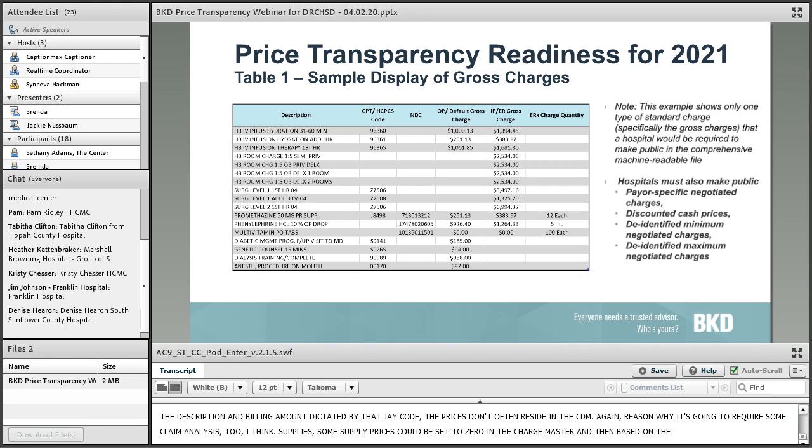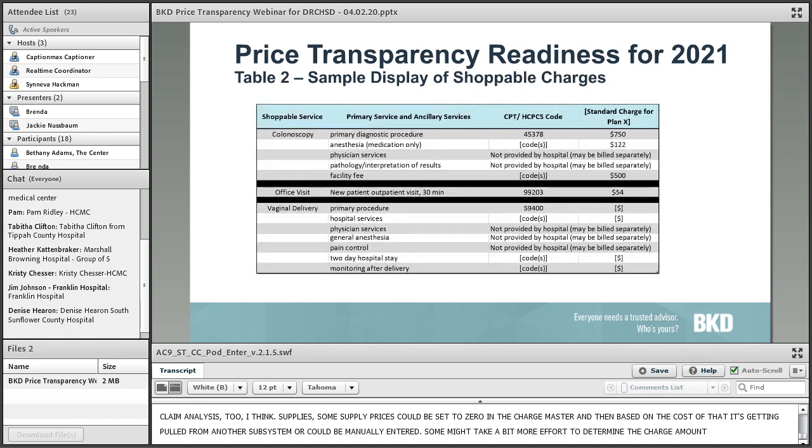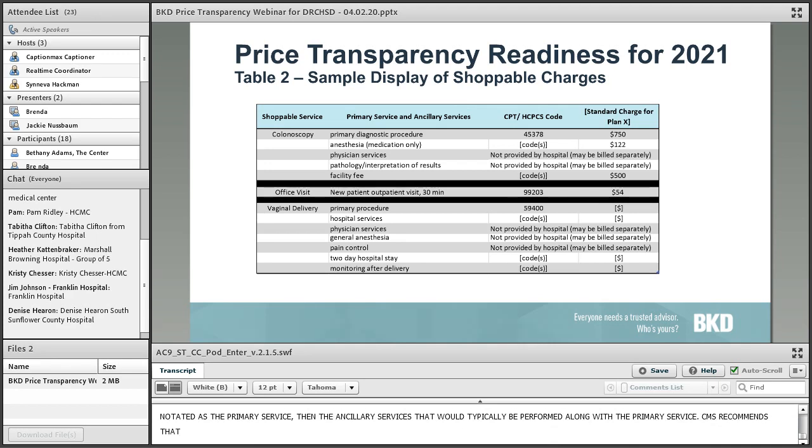Hospitals may need to think about pharmacy charges, for example, because the J-code description and billing amount dictated by that J-code, the price does not often reside in the CDM. Again, a reason why there's going to require some claim analysis too, I think. Supplies, some supply prices could be set to 0 in the charge master, and then based on the cost of that, it's getting pulled from another subsystem or could be manually entered. So it might take a bit more effort to determine the charge amount for some of your supplies.